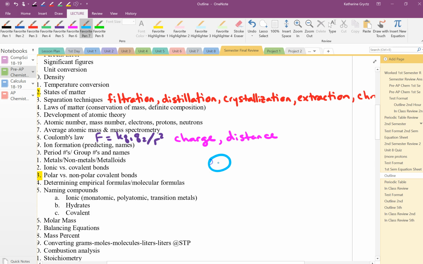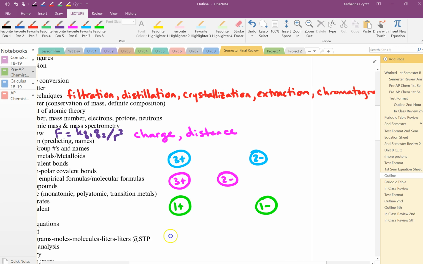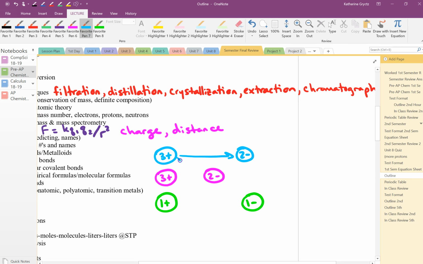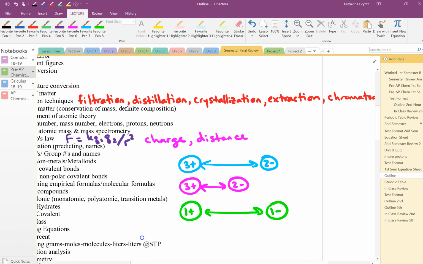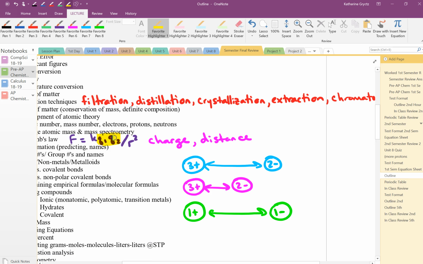So if I gave you a set of circles and said 3 plus 2 minus and 3 plus 2 minus there, and then 1 plus 1 minus there. All of these, if I asked you what kind of force was between these two particles on each one, they would all be an attraction because they had opposite charges. They can all be attracted. If I asked you which one is the most attracted, you got to look at two things. So this law, even though you don't have to be able to calculate with it, says we're going to multiply the two charges. That's what we're looking at.